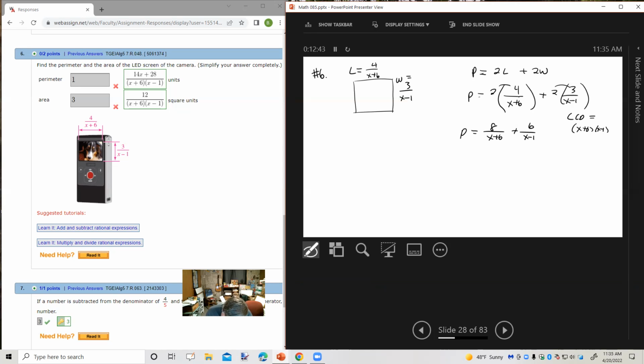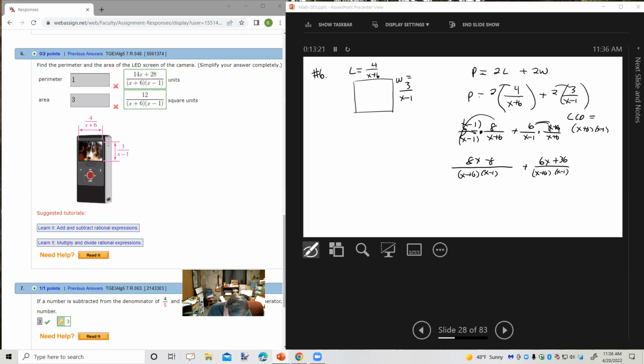So my LCD is this. What do I need up here? I need an x minus 1 over an x minus 1, right? So this is going to be 8x minus 8. What do I need over here? I need an x plus 6 over x plus 6. So this is going to be 6x plus 36. Okay, so now I've got two fractions with the same denominator.